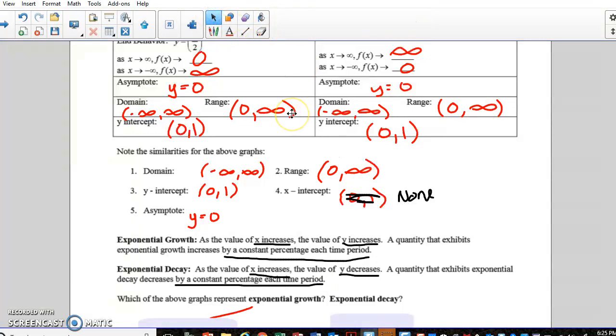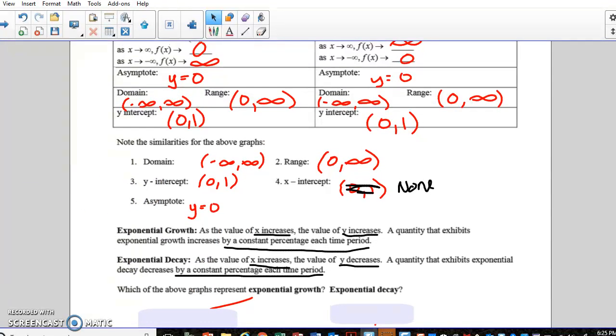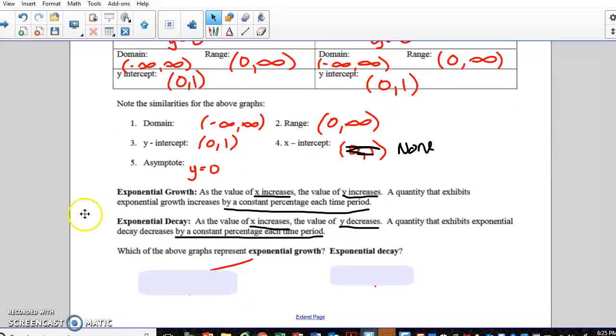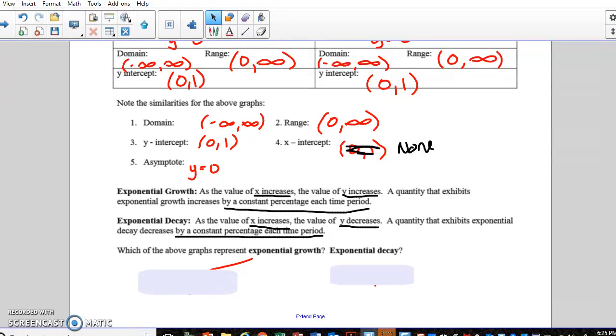So maybe you're losing money each year just by some constant percentage. That's not what you want, but that is exponential decay. Or you can think about something decaying, right? That means it's going down, it's decreasing as the time increases. So we want to think about the above graphs that we did and think which ones represent exponential growth and which ones represent exponential decay.